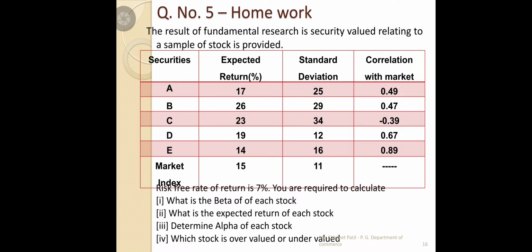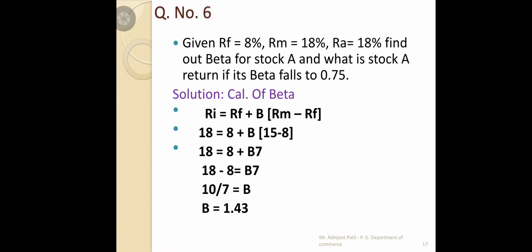These problems are similar to what we solved in question number 4, so you can do it as homework. Then I will move to question number 6. What is question number 6 here? Given RF is equal to 8%, RM is 18%, and the return of A is 18%. Find out beta for stock A, and what is the stock A return if its beta falls to 0.75.